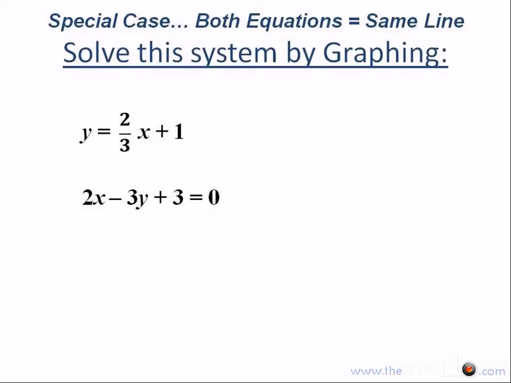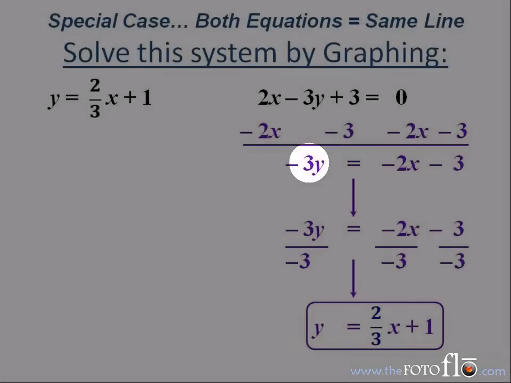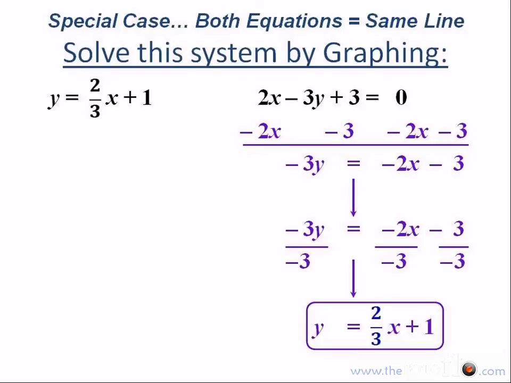Here's another special case. The first equation is ready to graph, but the second equation is not in slope-intercept form. We will use algebra on the second equation to convert it. Notice how we subtract 2x and 3 on both sides to isolate the term containing y. Then we can divide each term by -3 to solve for y. And at the bottom, we see the second equation in slope-intercept form.